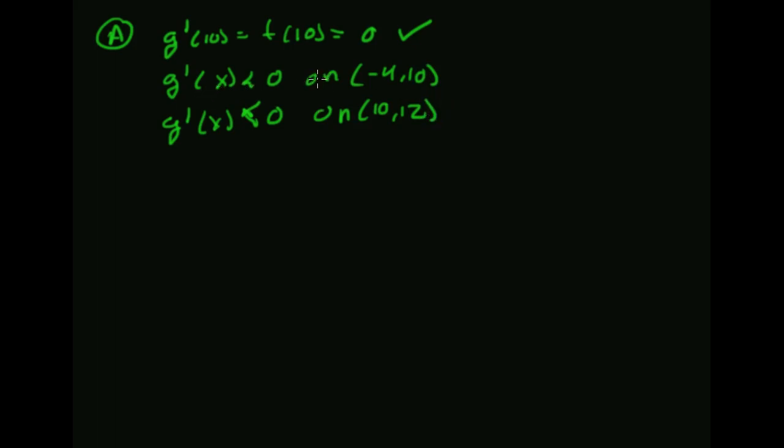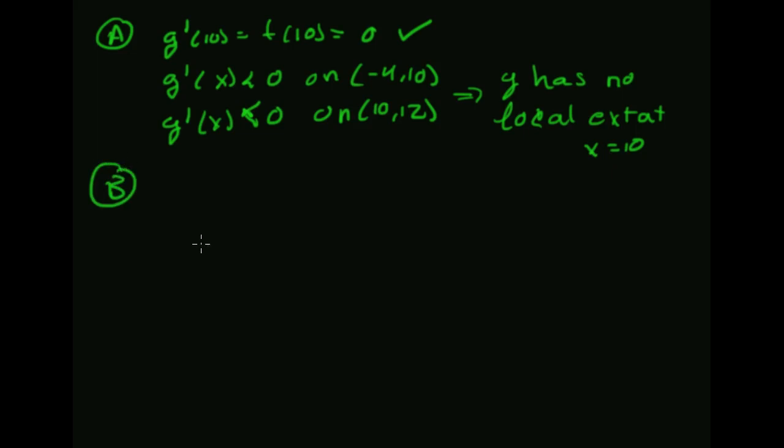So if g is decreasing on one side of 10 and g is decreasing on the other side of 10, this means that g has no local extrema at x equals 10. All right, so let's look at part B. Does the graph have a point of inflection at x equals 4?